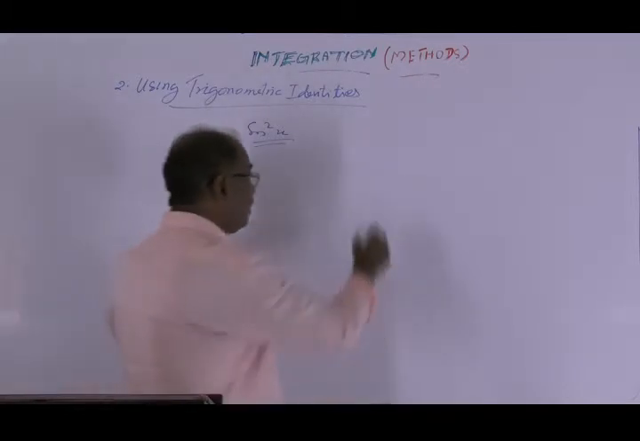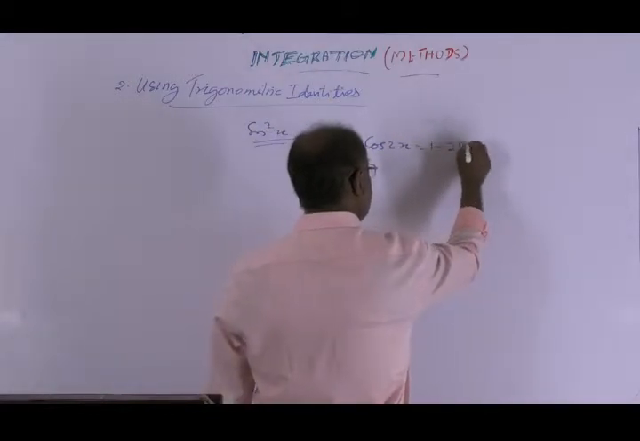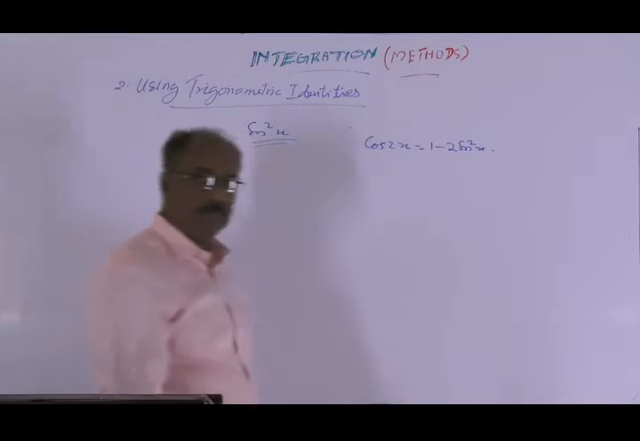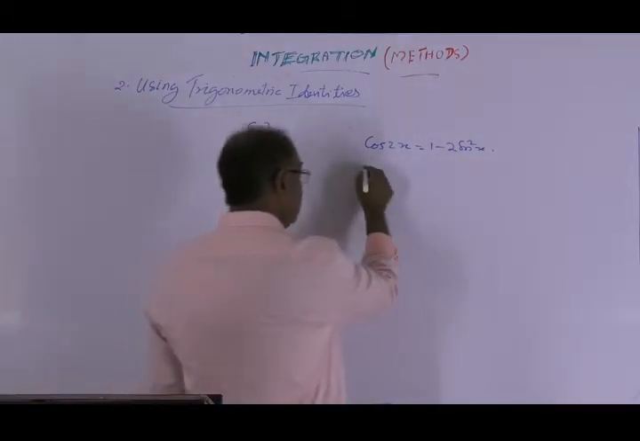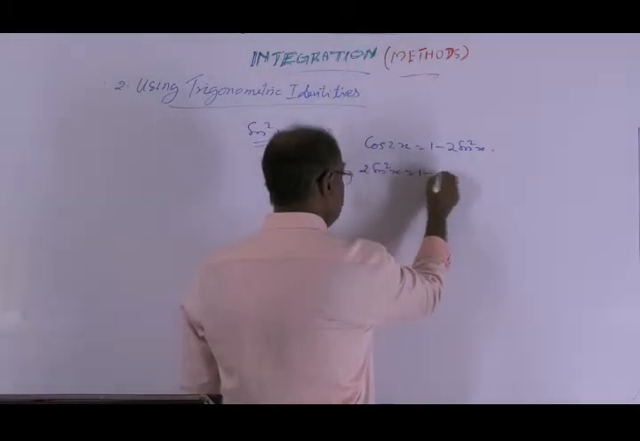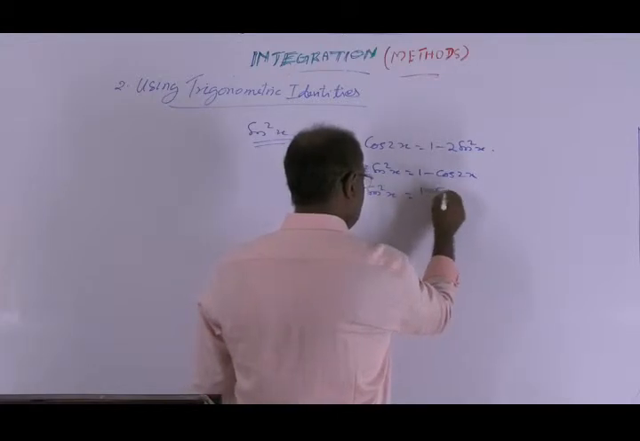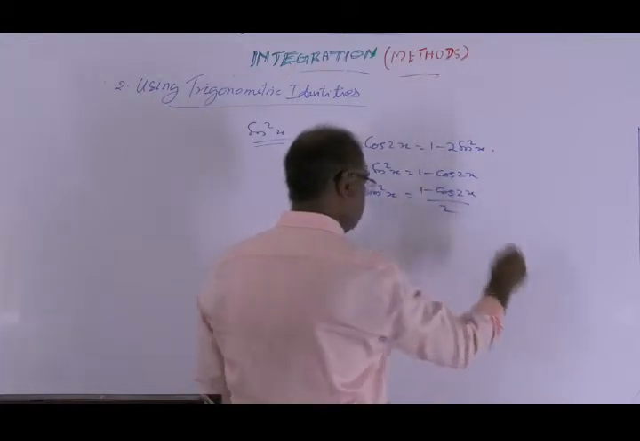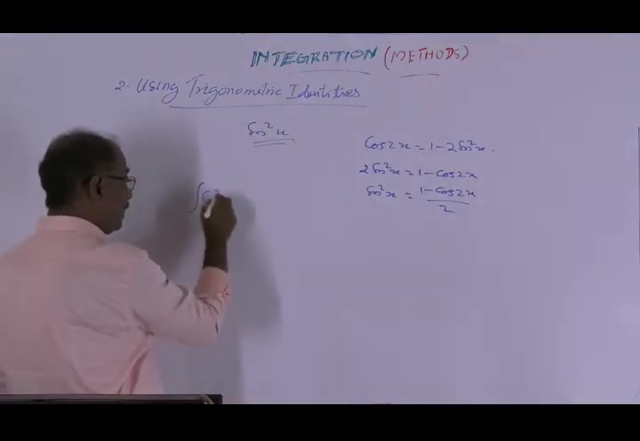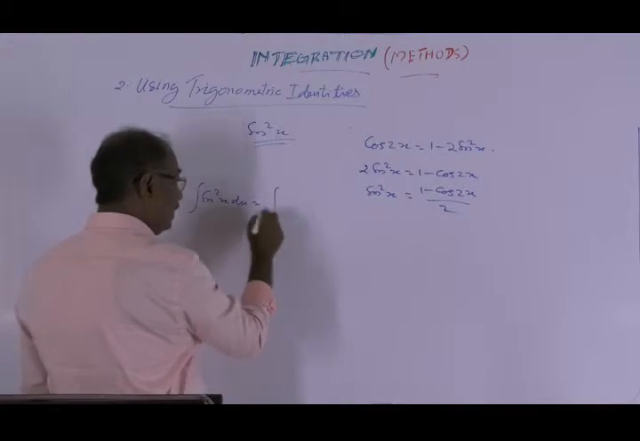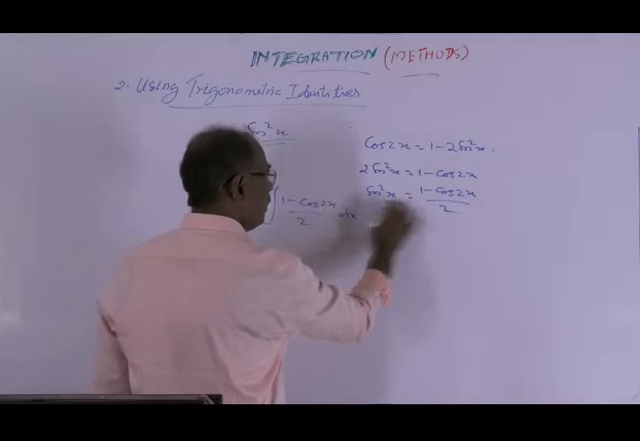And then what we do is, we have this result, cos 2x is equal to 1 minus 2 sin squared x. And then 2 sin squared x is equal to 1 minus cos 2x, and sin squared x is equal to 1 minus cos 2x divided by 2. And hence, this integral of sin squared x dx is equal to integral of 1 minus cos 2x divided by 2 dx, applying this result.